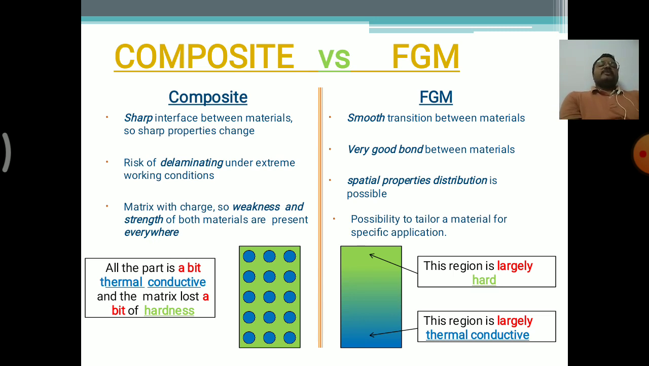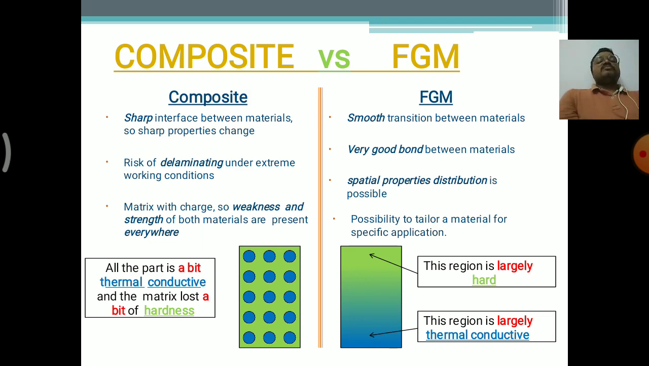And the third one is the matrix. In the composite, the matrix and the reinforcement are very weak in places, and the weakness and strength of both materials are present everywhere. But in FGMs, spatial properties can be distributed, and there is also the possibility to tailor a material for a specific application. If you want a defined property, we develop these FGMs. In composites the matrix loses a bit of hardness and thermal conductance.